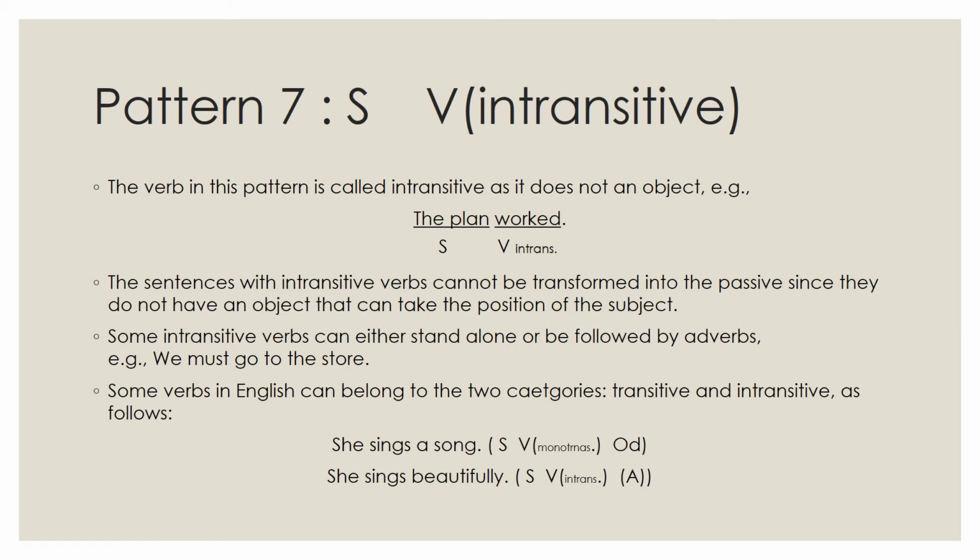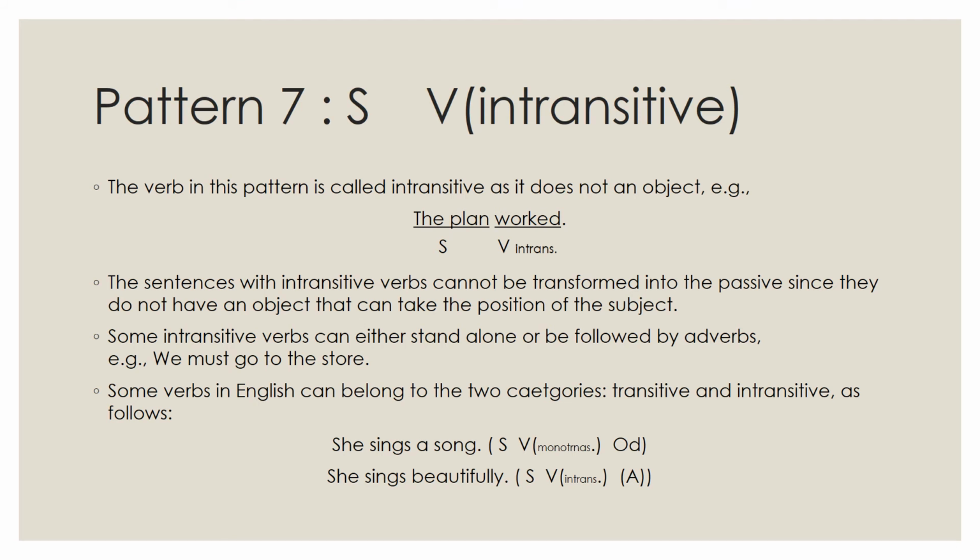As we said, in English there are certain types of verbs that can function as both transitive and intransitive verbs. For example, she sings a song. She is the subject, sings is the verb, a song is what? A direct object. So here the verb sings has the type of what? A monotransitive verb, because it is followed by one direct object.